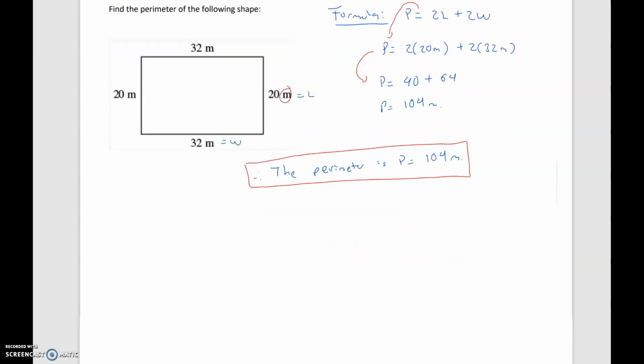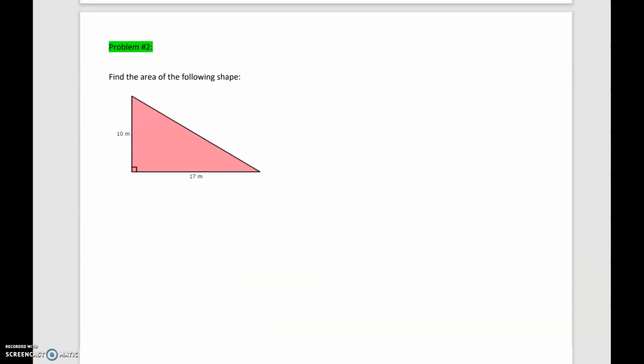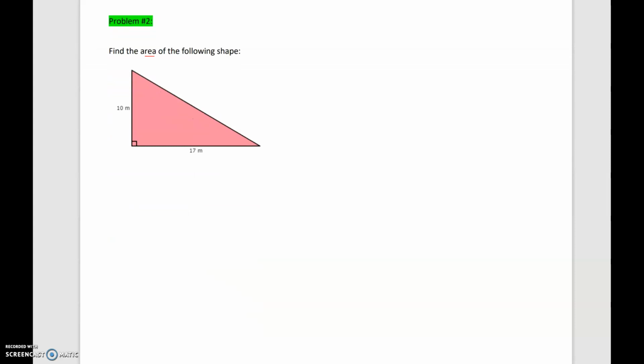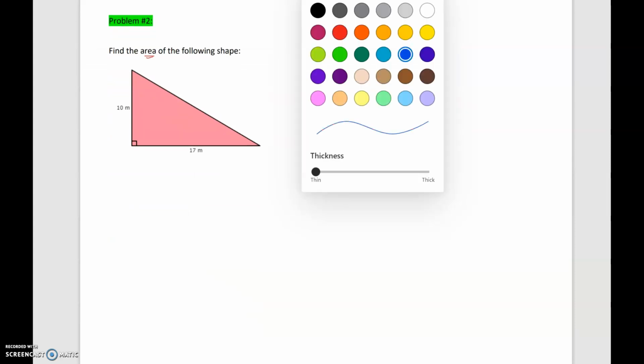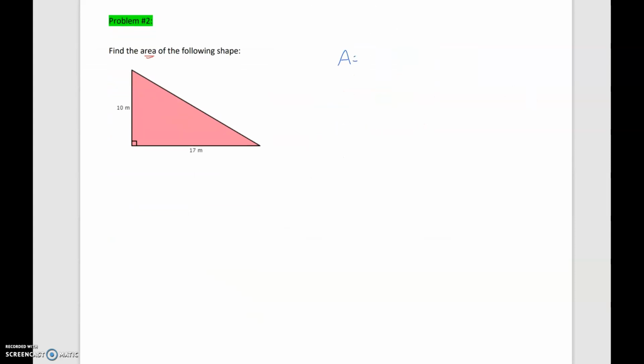Let's move on to example 2. And in this case, they want the area. So the area of a triangle is going to be A is equal to base times height divided by 2. So we could call this the base, this the height. And in this case, it's going to be, well, 17 times, actually it's meters as well. So it'll be 17 meters times 10 meters divided by 2.